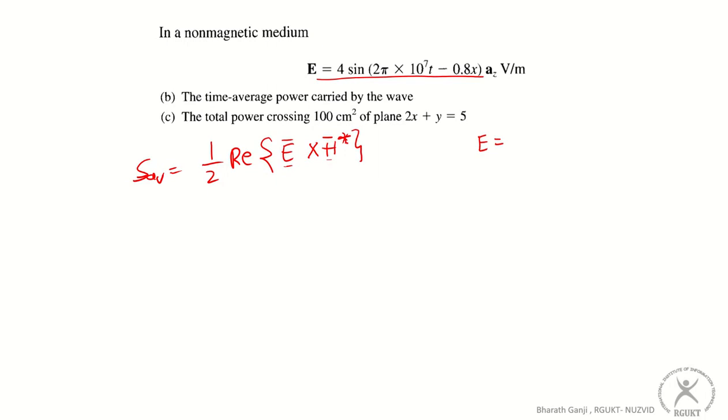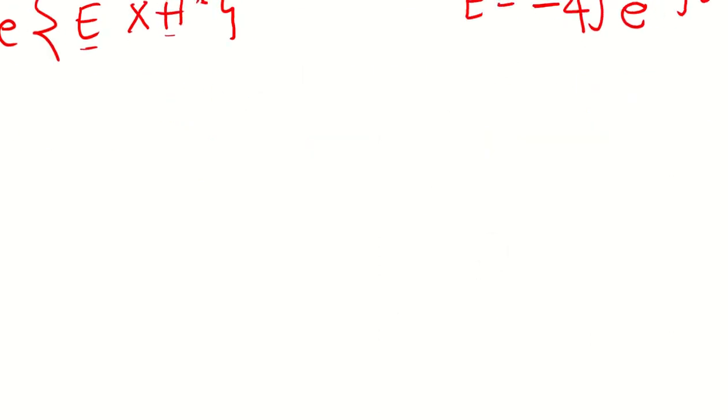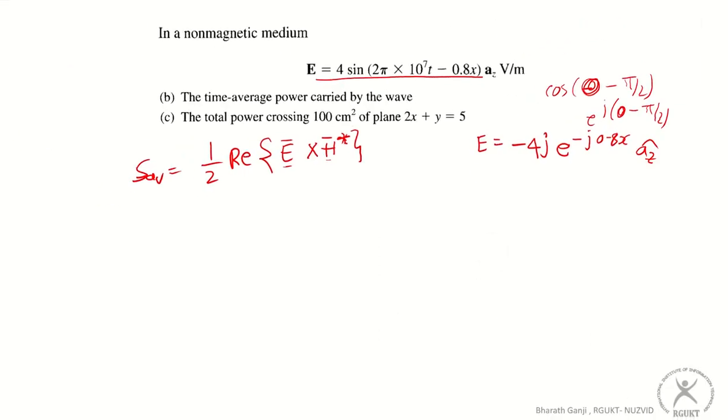So your sine can be written as cos of something minus pi by 2, right? And when you write e power j times of this something minus pi by 2, e power minus j pi by 2 becomes a minus j. So when you write it in phasor form, it simply gets a minus 4j and e power minus j times 0.8x az cap. If you have a tough time writing it, it's better you go back to your basics. That is like 4 times, you do it like this.